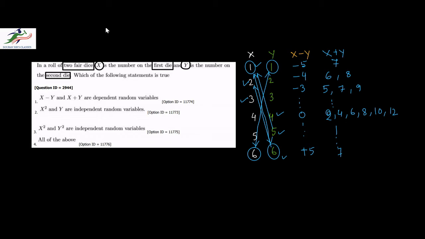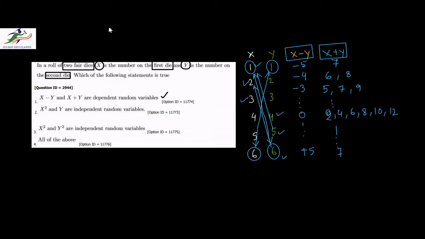So the values of x plus y will depend on the values of x minus y. So these two are dependent variables. Therefore option 1 is correct. Option 2, x square and y are independent random variables. This is absolutely correct because x and y are independent. So there is no link between the values of x and y.